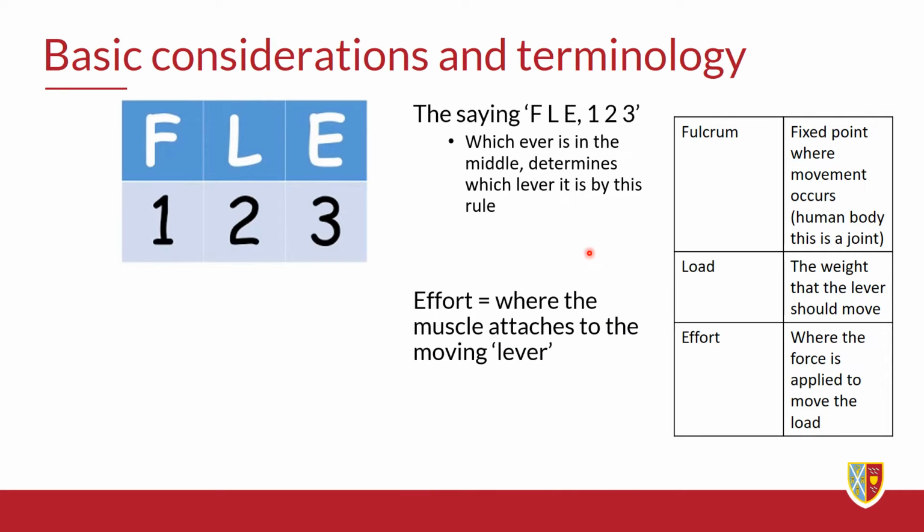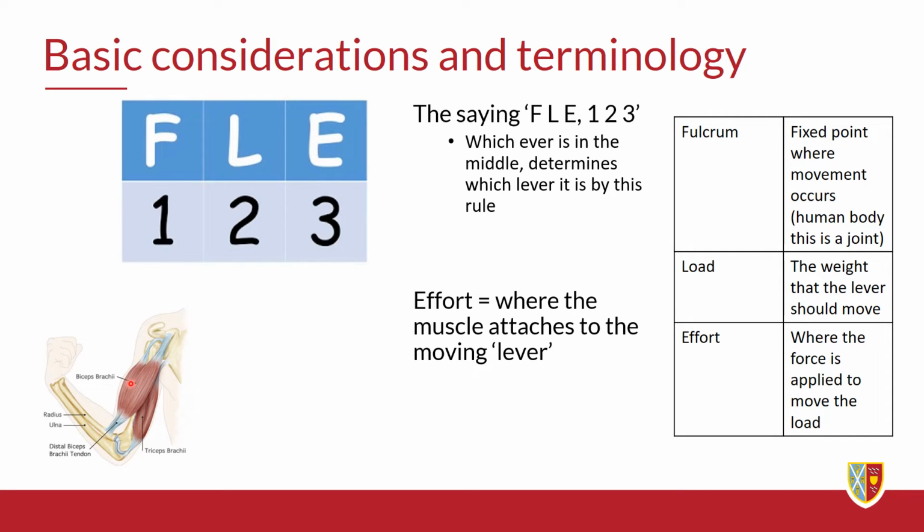So the effort, as I said, is slightly different to the muscle that's pulling the lever, it's actually where it attaches. And as we know, muscles attach to bone via tendons. If we look at the bicep, although the bicep is this side of the elbow, we would actually say that the effort is applied here on the forearm.